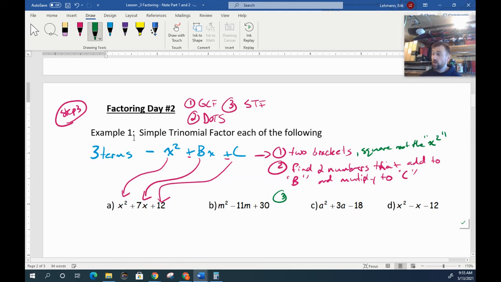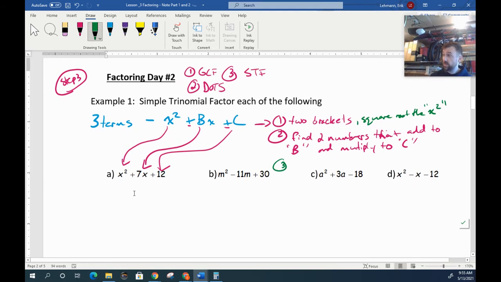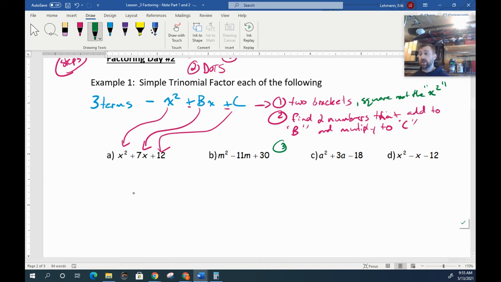Okay, so that usually doesn't make a lot of sense until I've actually done it. So the square root of x squared is just x. So we're going to take 2 brackets, x and x, and then we're looking for 2 numbers that multiply to 12 and add up to 7.